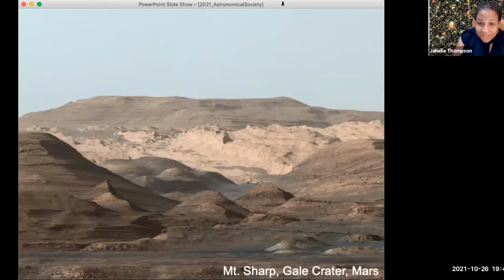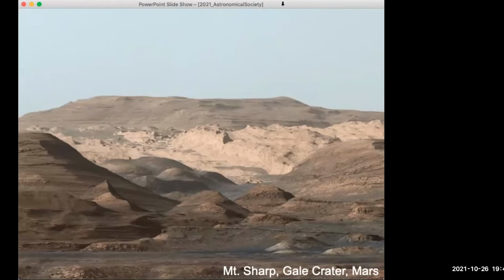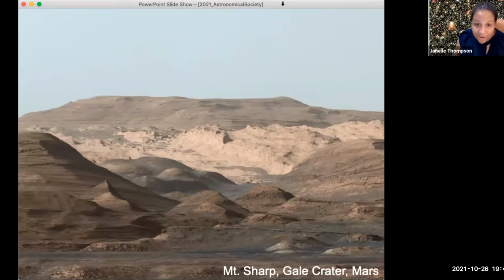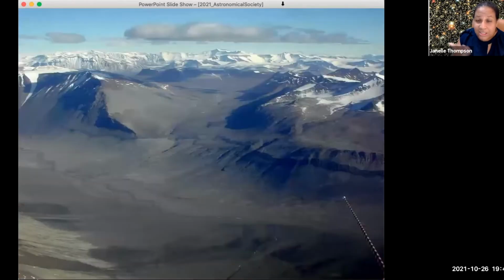And so when we do these explorations, how do we begin to find evidence for past life or perhaps current life? And one thing we can do in astrobiology is look at analog environments on Earth. So this is a picture of McMurdo in Antarctica, the McMurdo dry valleys. And so this is considered a Mars analog environment. And so scientists go here and they try to understand the type of life that survives there.